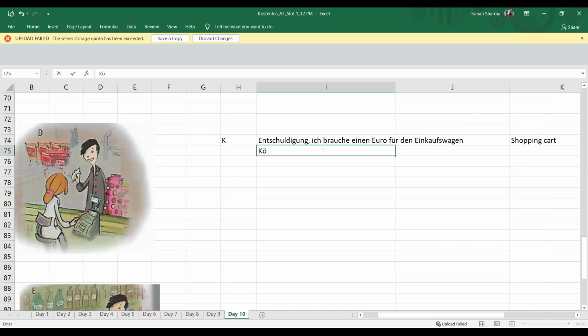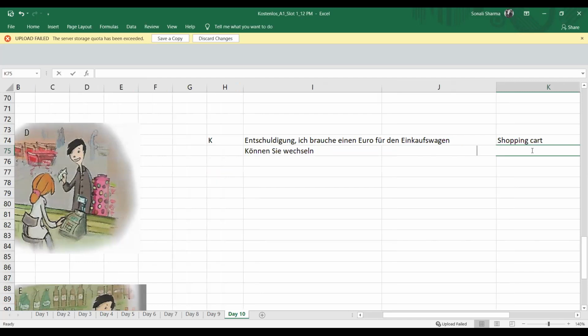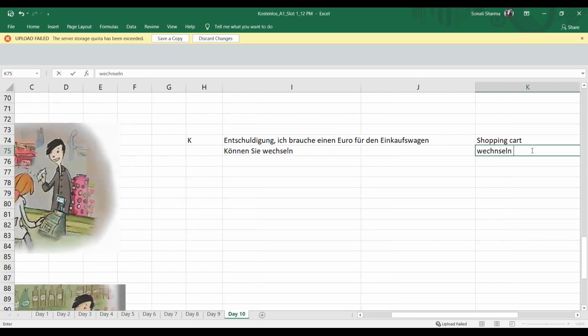Können Sie wechseln? Can you please give change? So this word wechseln is change. Wechseln is change, which we call chutta. Can I get change? Bitte. Can I get change, please?